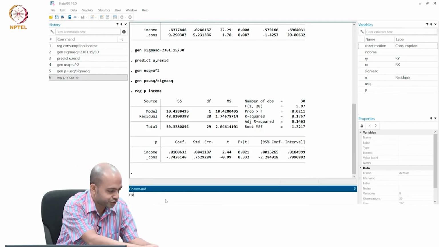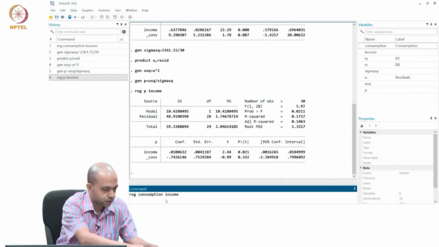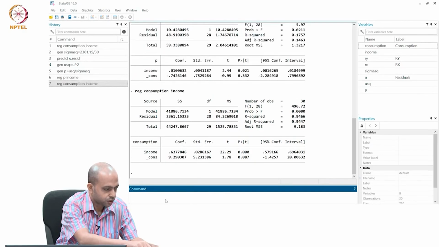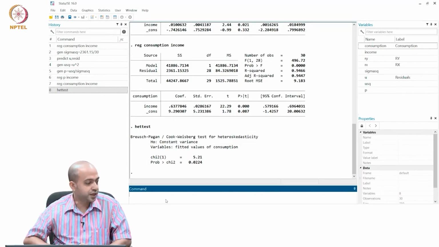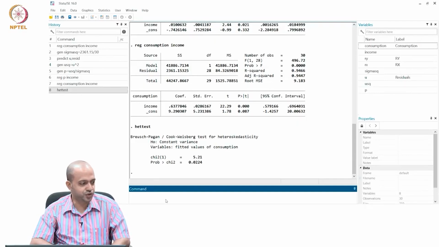Once you run your original model, reg consumption on income, then the command for the Breusch-Pagan-Godfrey test is hettest, and see the value is 5.21, exactly the same value we have derived. Okay, same value. Manually whatever we have calculated, Stata is also reporting the same chi-square value.